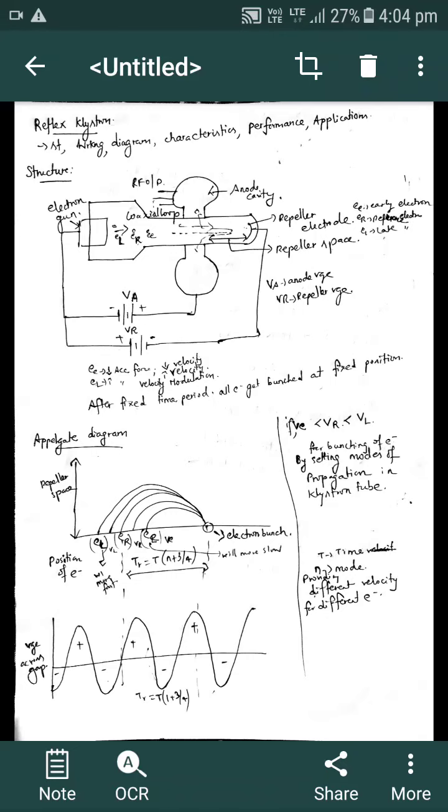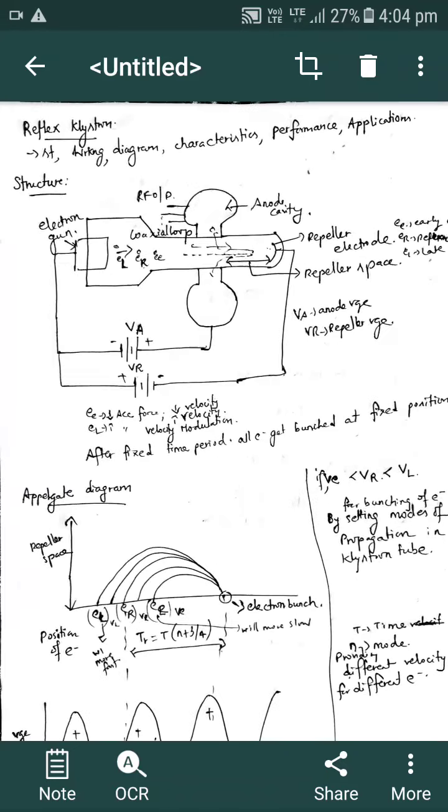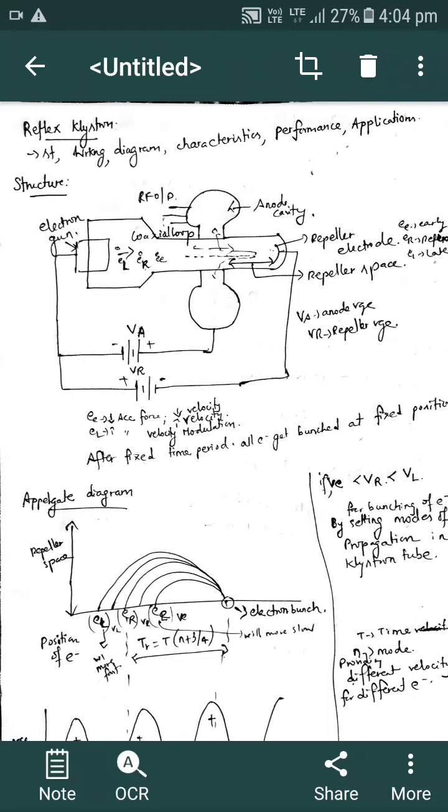Next is a reflex klystron. When you see the structure, it consists of an electron gun, anode cavity, repeller electrode, the anode voltage and repeller voltage, and the RF output. The space between the repeller electrode and the anode cavity is denoted as the repeller space.